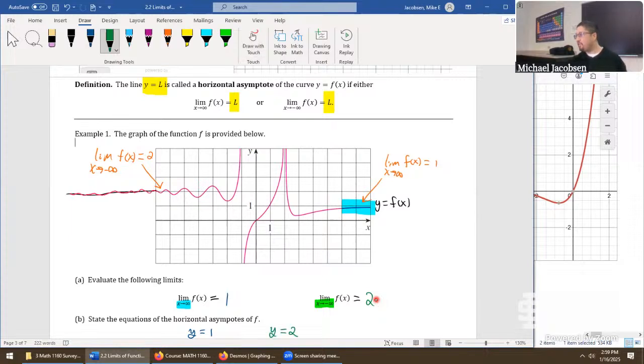And we can add these to the graph. Here's y equals 2. And here's y equals negative 1. So again, major purpose of example 1 is connect the concept of limits at infinity with the horizontal asymptotes. Any questions or comments so far with this one?